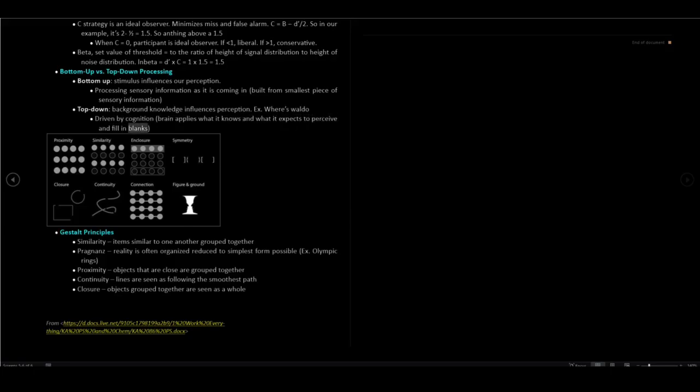Gestalt principles. Similarity: items similar to one another are grouped together. Pragnanz: reality is often organized or reduced to the simplest form possible, for example the Olympic rings. Proximity: objects that are close are grouped together. Continuity: lines are seen as following the smoothest path. Closure: objects grouped together are seen as a whole.